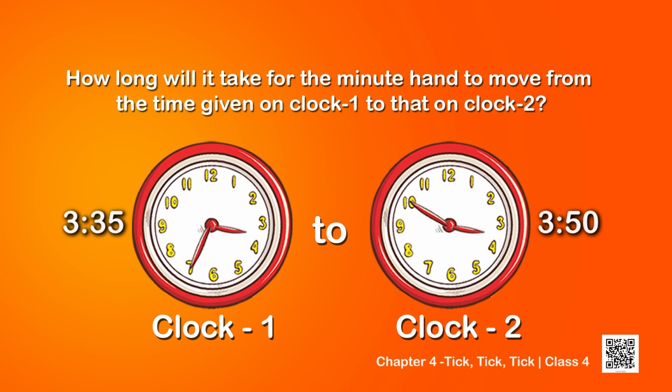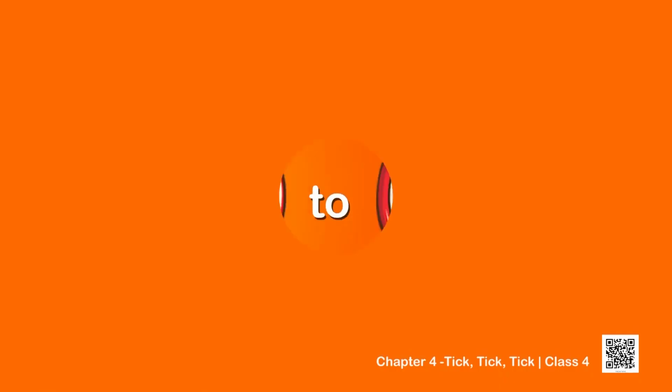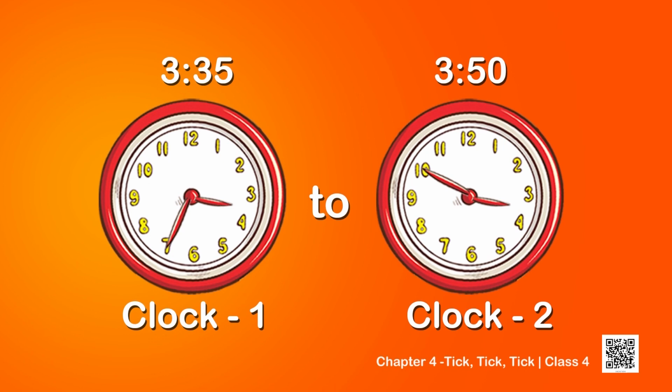Now, you have to write how long will it take for the minute hand to move from the time given on clock 1, that is from 3:35 to the time given on clock 2, that is 3:50. The duration from 3:35 to 3:50. Yes, some of you have got the answer already. Very good. What is it?